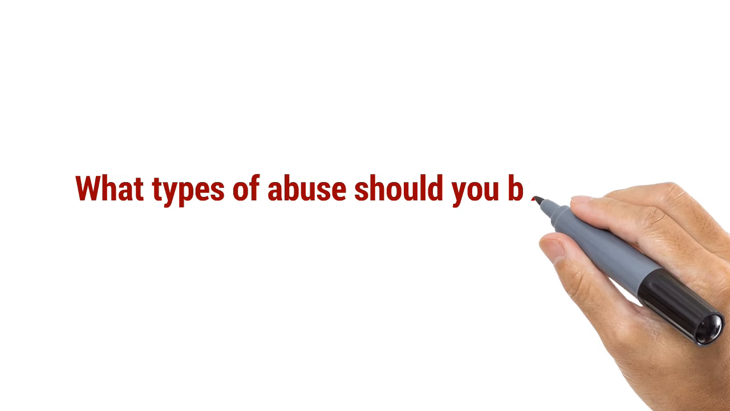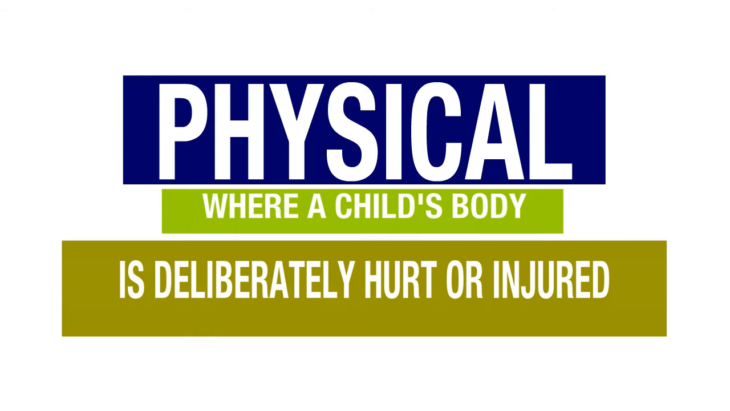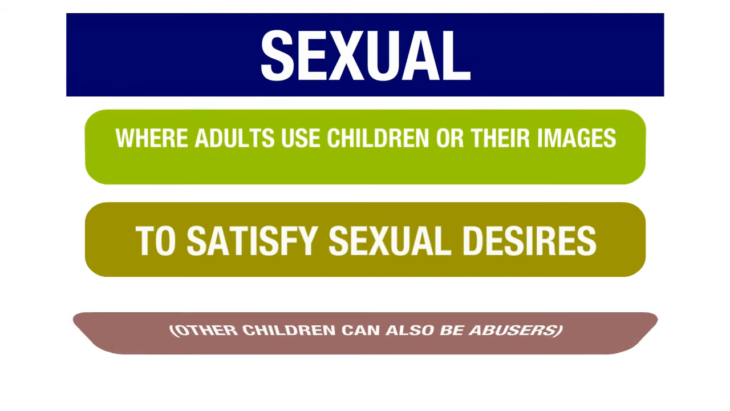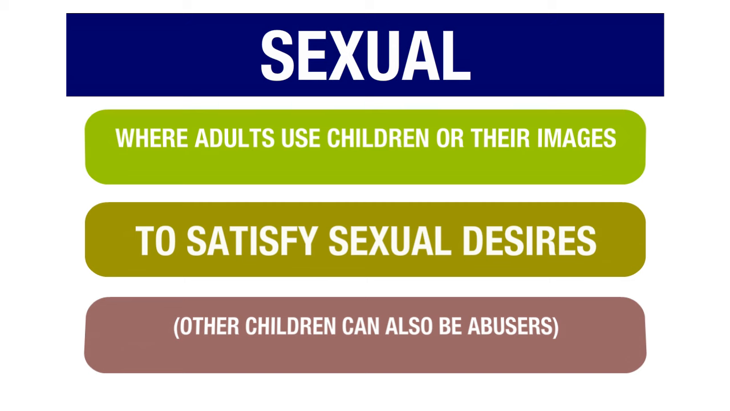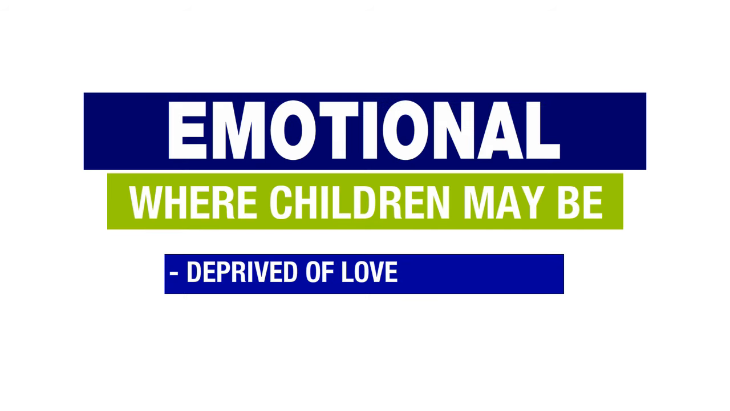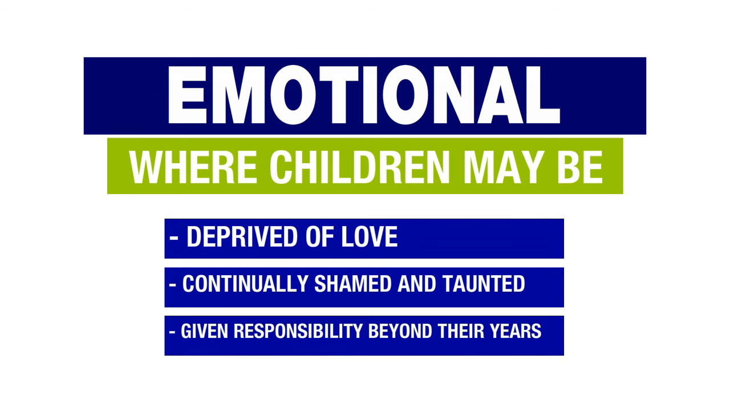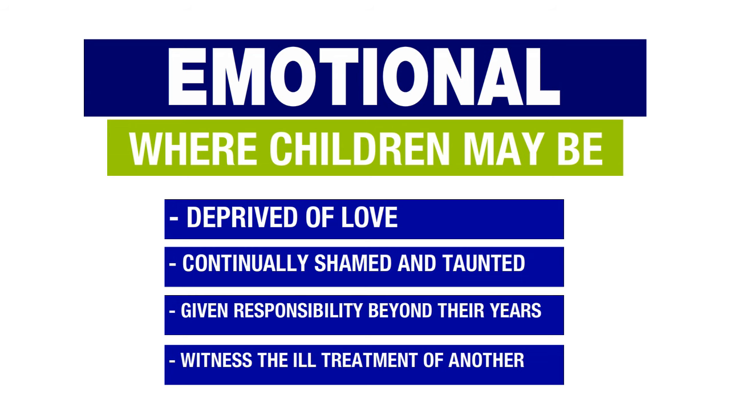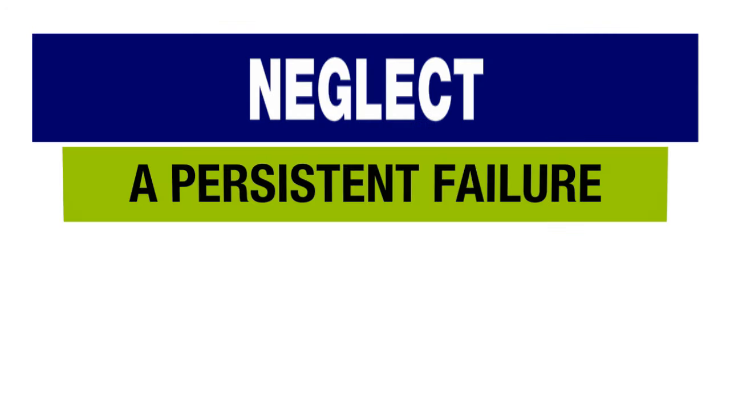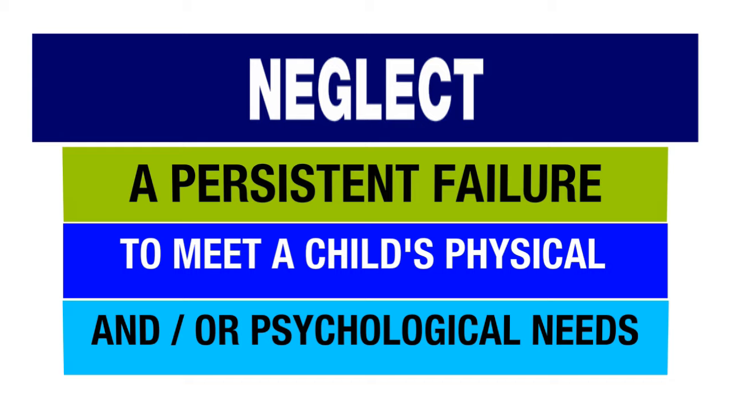What types of abuse should you be aware of? There are 4 categories. Physical, where a child's body is deliberately hurt or injured. Sexual, where people use children or their images to satisfy sexual desires, and it's worth remembering that other children can also be abusers. Emotional, where children may be deprived of love, continually shamed and taunted, given responsibility beyond their years, or witness the ill treatment of another. Finally, neglect, a persistent failure to meet a child's physical and or psychological needs.